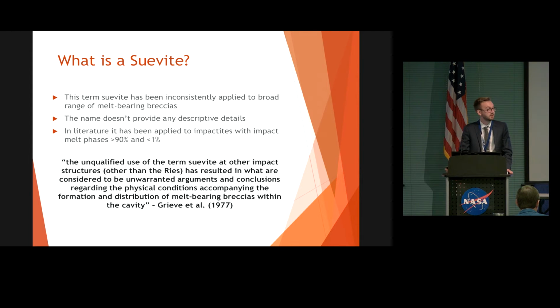It's been inconsistently used across the terrestrial community, at impact structures with melt greater than 90% area to those less than 1%. And so because the Ries is a unique structure, by using this term across different terrestrial craters, we've been implying different geologic contexts for this formation.